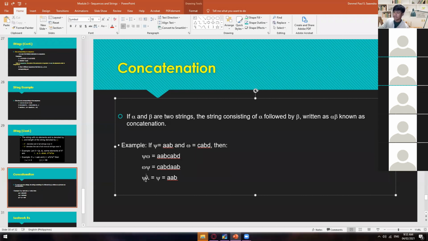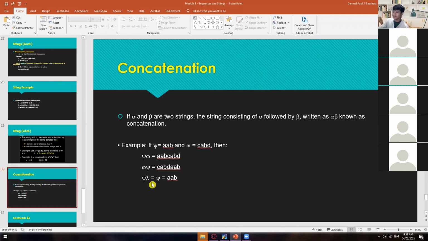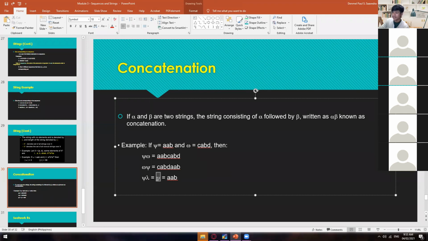And then we have this symbol, and then we have this lambda. Lambda here means no elements, so you can simply remove it and retain this one. What is the string value of this one? It's ABB. All right, so that's how you concatenate strings. Super easy, it's like a bonus already.